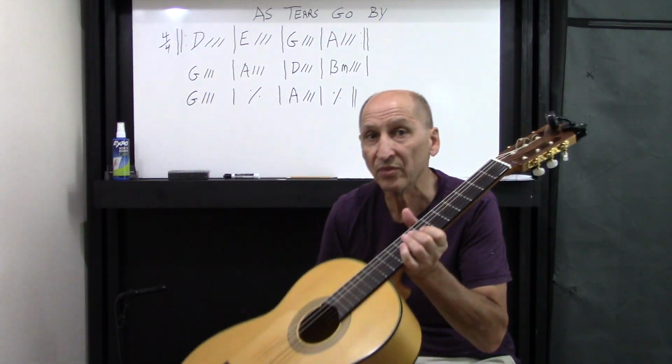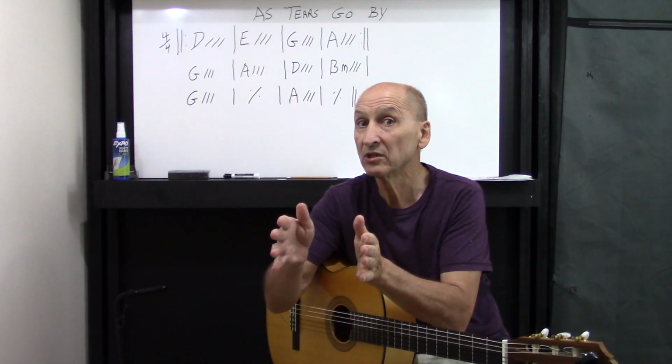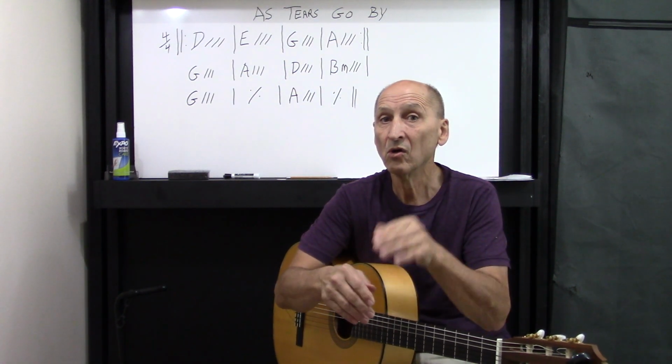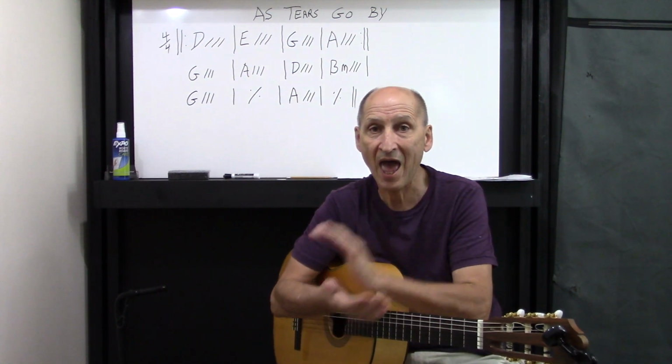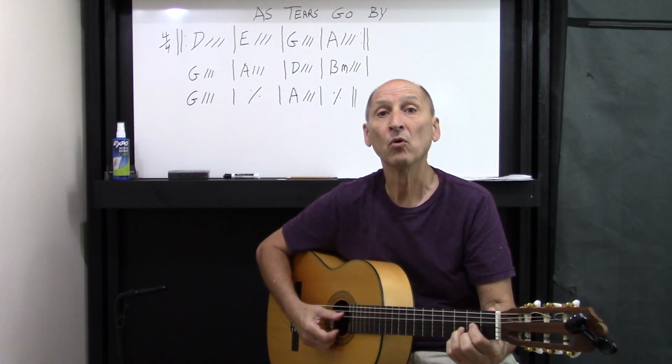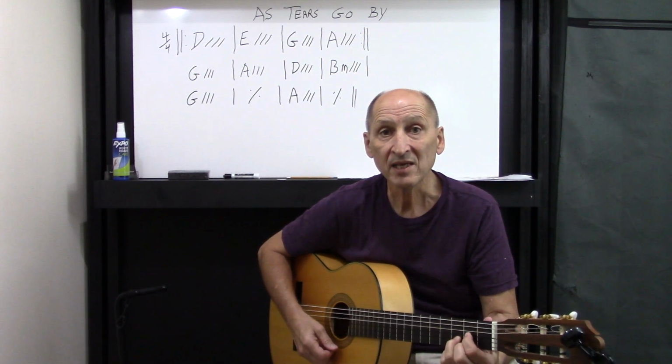With this, when we have it at 80, instead of counting quarters, we're counting eighths. 1 and 2 and 3 and 4 and 1 and 2 and 3 and 4.